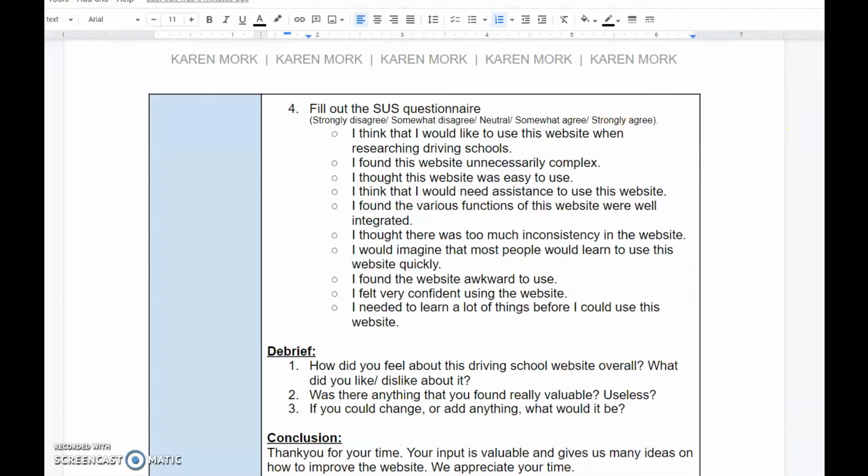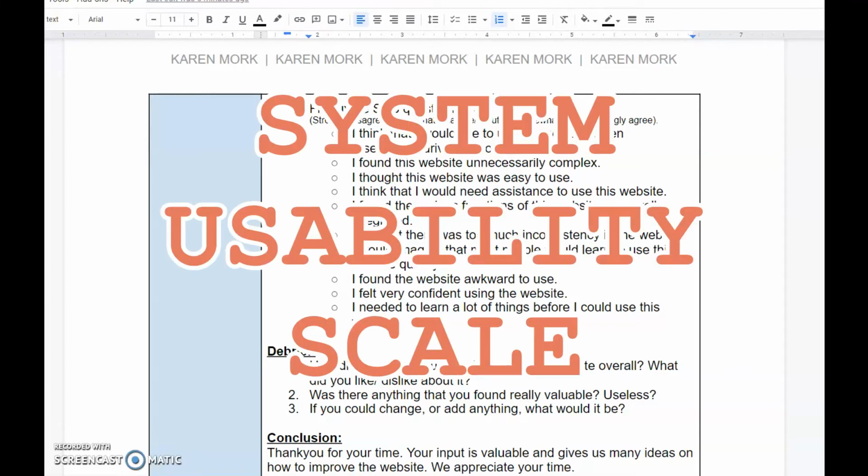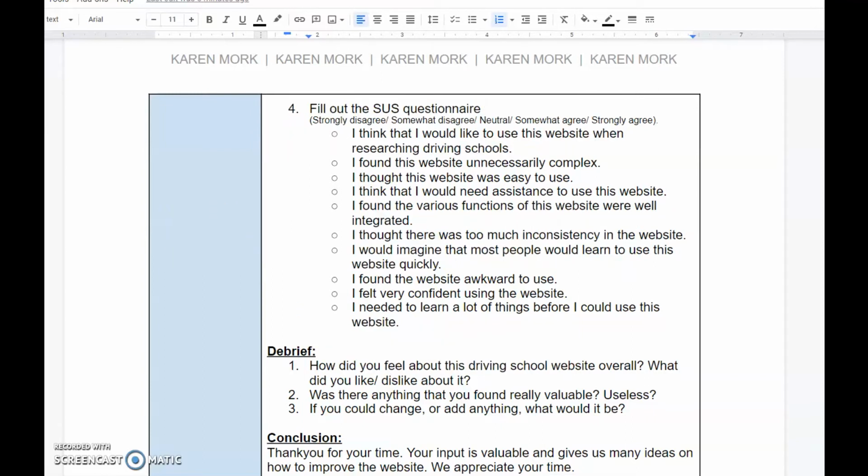The fourth task was actually to just fill out an SUS questionnaire at the end of the usability test. So essentially, if you don't know, SUS stands for System Usability Scale Questionnaire, and what this does is it measures a person's perceived usability of something. So how much they think the tool that they're using is usable.